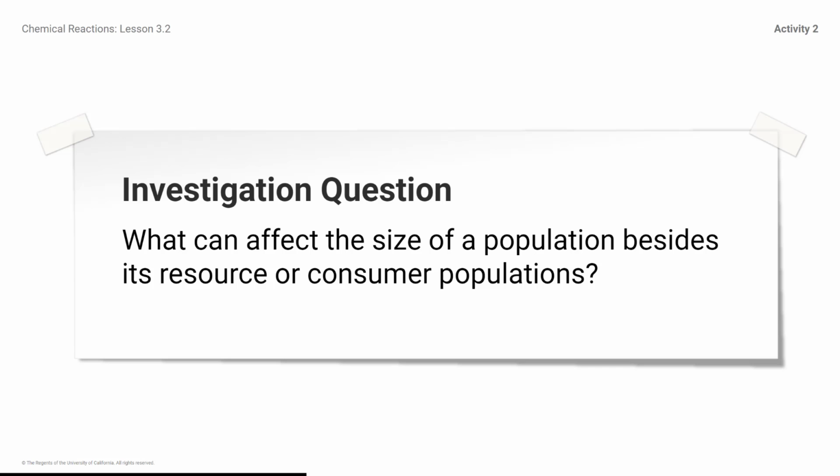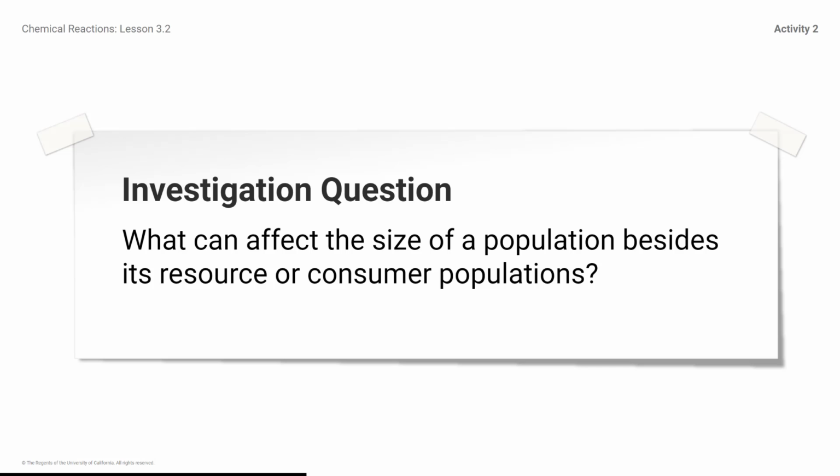Investigation question. What can affect the size of a population besides its resource or consumer populations? What is the relationship between the sardines and jellies? They eat the same food, zooplankton. How did a change to the sardine population in North Benguela cause the jelly population to increase? The sardines in North Benguela decreased due to overfishing.